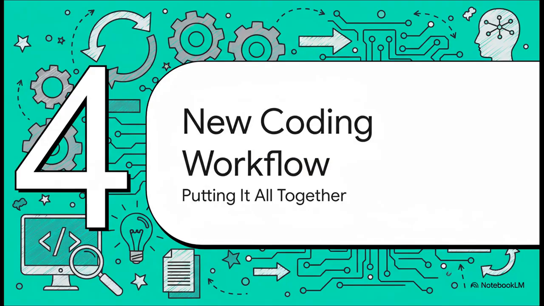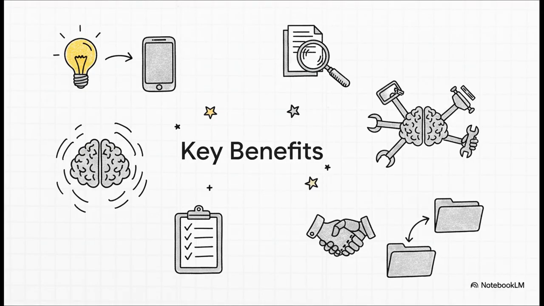Okay, so when you put all these pieces together, what does the new coding workflow actually look like? Well, it's pretty clear this is a fundamental shift in how developers are going to get things done. So let's just recap the big takeaways here. You can go from a simple prompt to a real product. The AI does all that tedious research for you. You get true multitasking. You get this seamless collaboration. And you get automated testing.